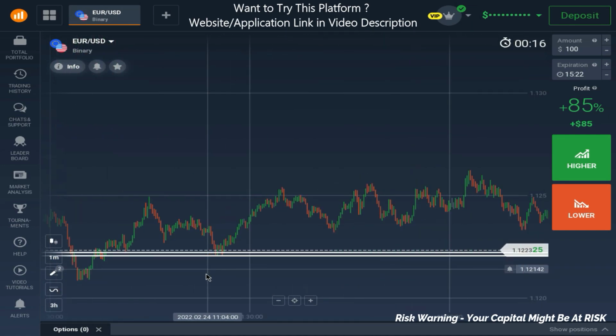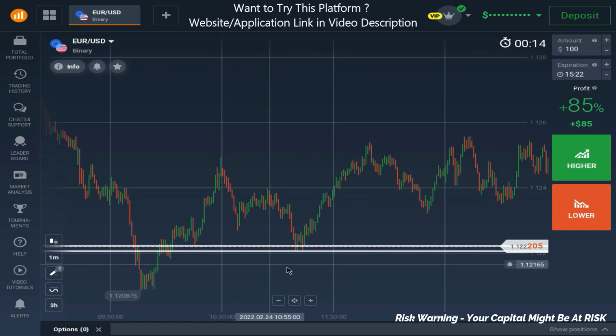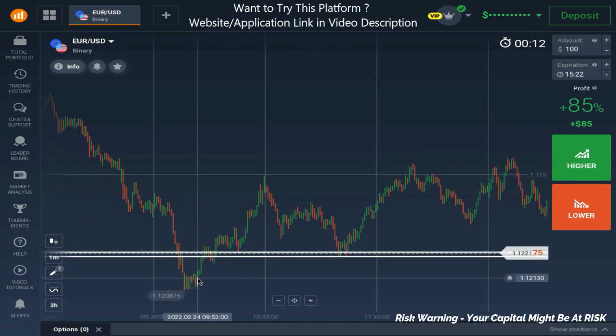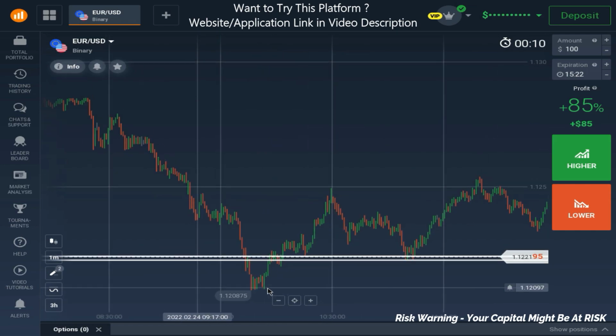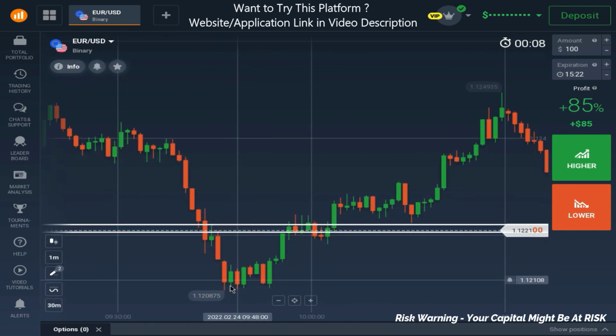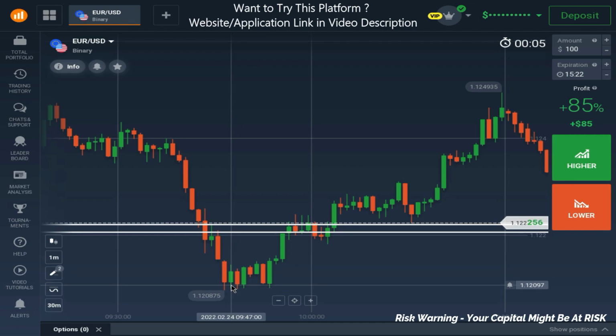You can see this is an extreme level of support. I will not say this is an extreme, but it's quite an obvious level. This is actually an extreme level of support. So we are going to take a reversal trade if market hits this level, and we are going to win that trade for sure because it's very, very strong.